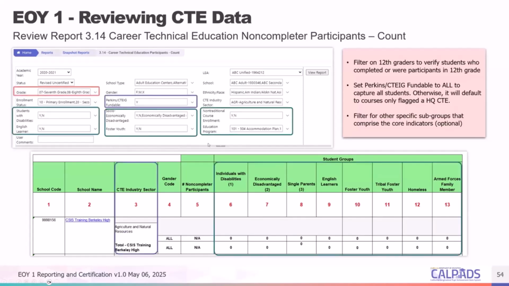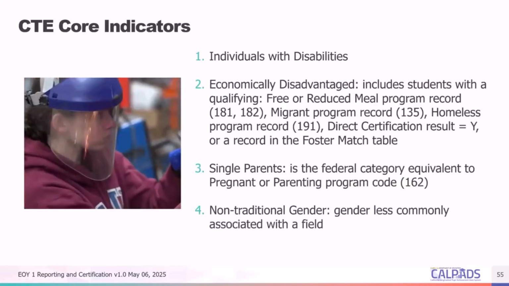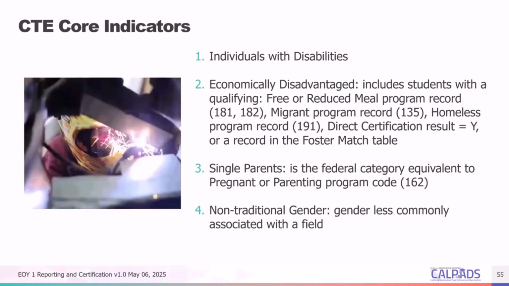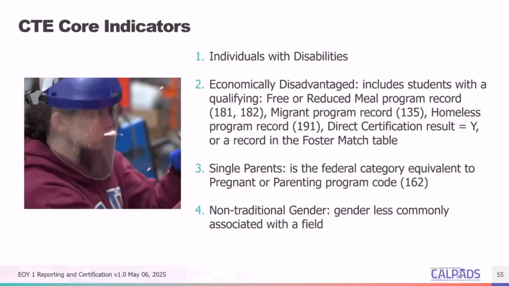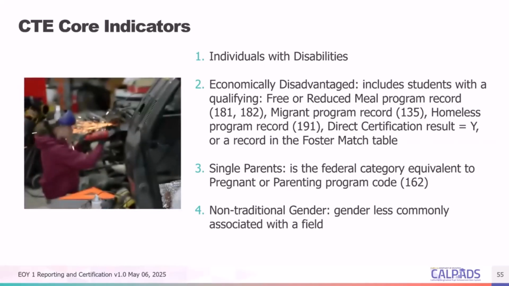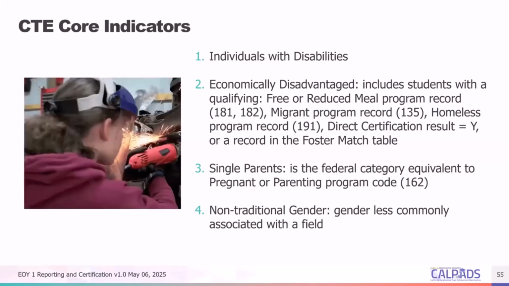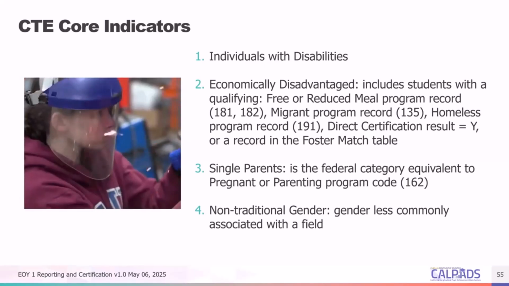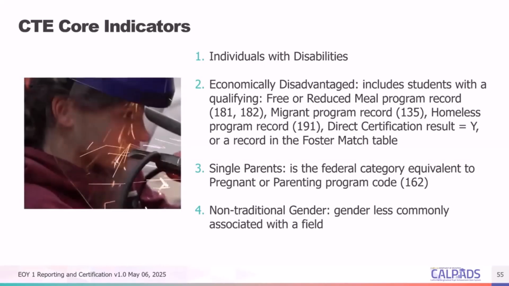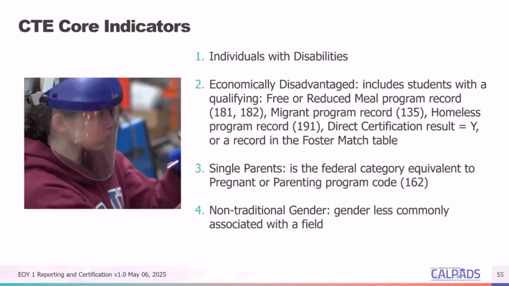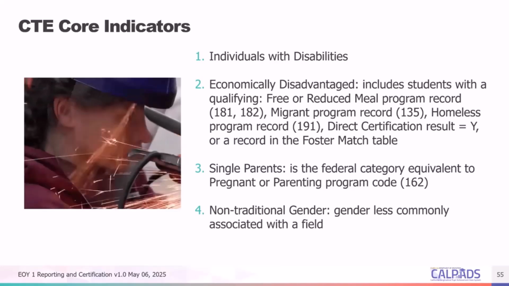And kind of example of doing that here. And then you have your core indicators for CTE, right? High profile student groups. So those students with disabilities, those who are economically disadvantaged, right? That's the term used for Carl Perkins and those who qualify for that. Your single parents, the pregnant and parenting program reported in end of year 2 identifies students that are single parents in terms of Carl Perkins.